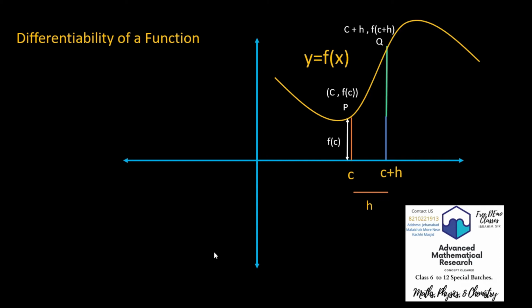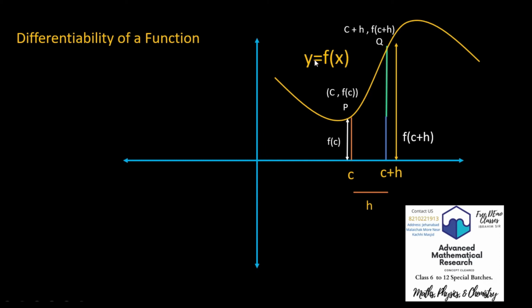So we have obtained a point Q whose height is f of c plus h, that is the y coordinate here, and its x coordinate is c plus h. So height is f of c plus h. This height will become f of c plus h according to the definition of the function.